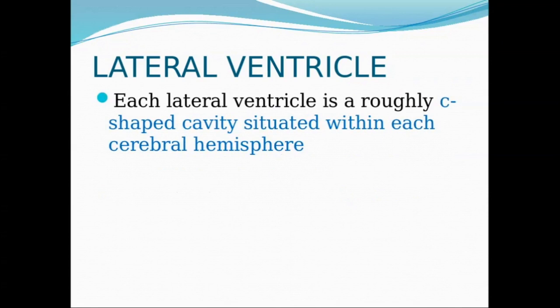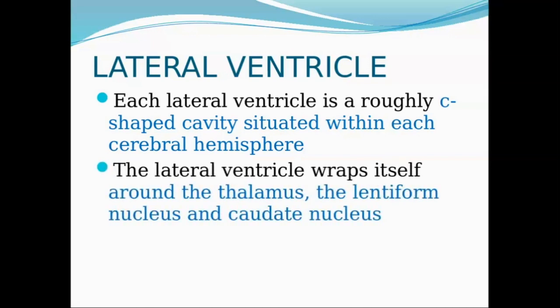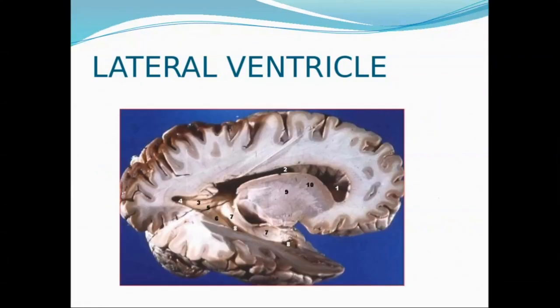If you see the shape of the lateral ventricle, it is a roughly C-shaped cavity within each cerebral hemisphere. The lateral ventricle wraps itself around the thalamus, lentiform nucleus, and the caudate nucleus. If you see, this is the shape of the lateral ventricle, C-shaped. It is wrapping around the thalamus. If you see here, it will be the caudate nucleus. So it wraps around the thalamus and the caudate nucleus.